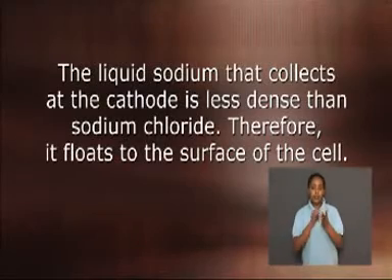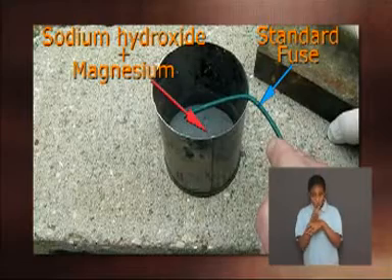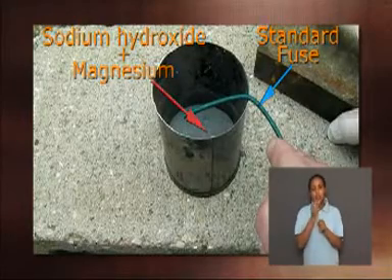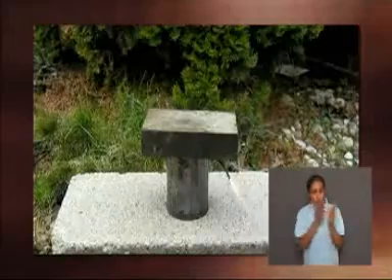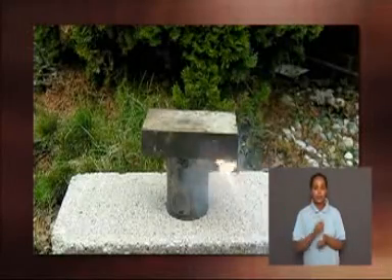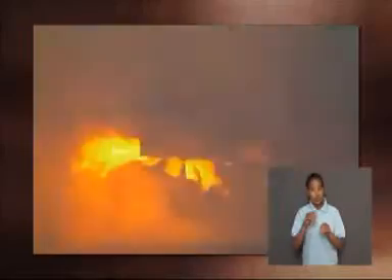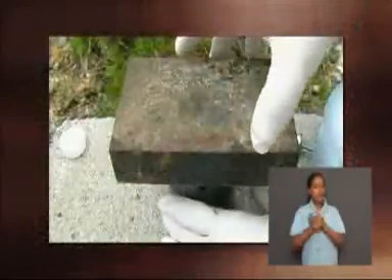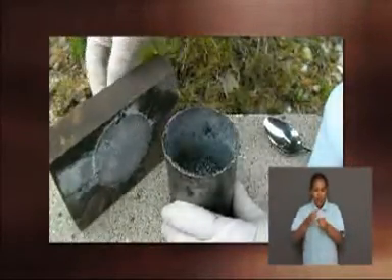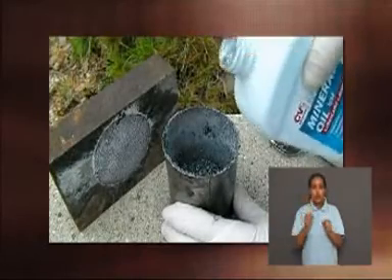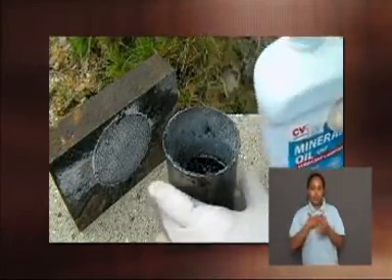It is then collected. In this video, a man has created a homemade version of a Downs cell, and he is producing sodium. You should not try this at home, though, students, because it can be quite dangerous. When he takes the lid off, you can see the silvery white molten sodium that has floated to the surface.